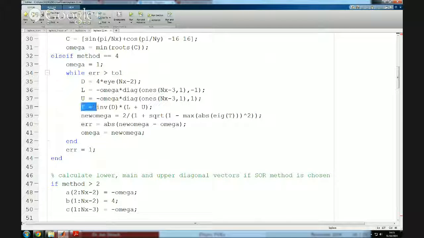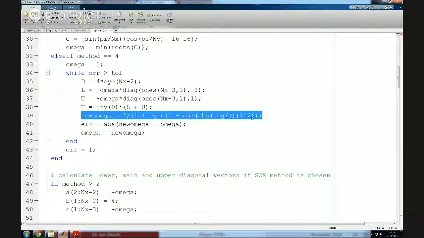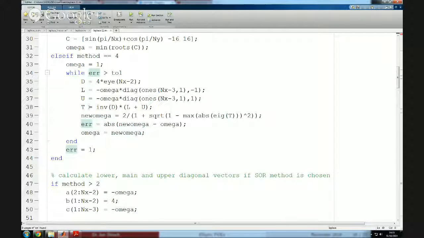This is the iteration matrix for the Jacobi method. And this is calculated, I've called it new omega, but this is like the updated value. And that error just keeps iterating until error is less than 1e-12. Okay, so I'm going to just try running this one. Oh, please don't tell me it's not right. Worked.